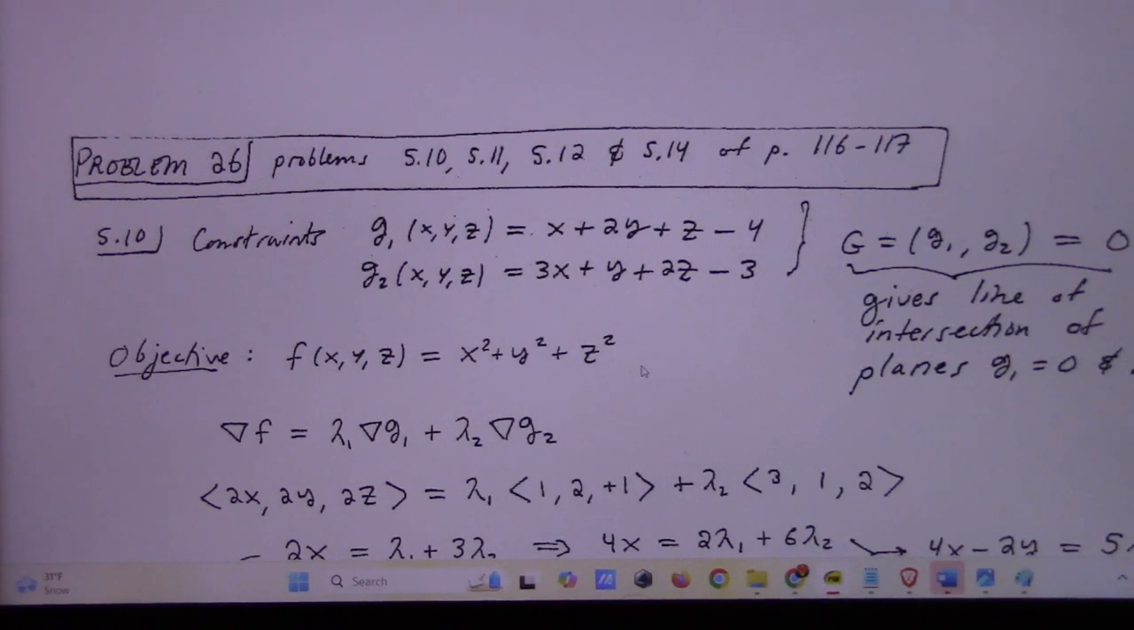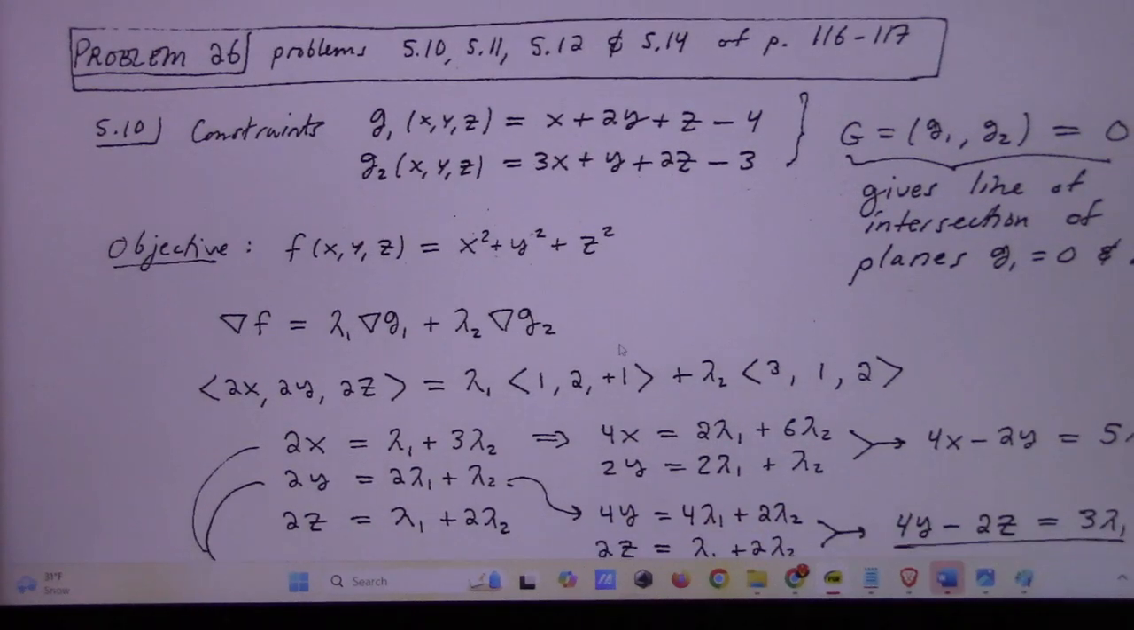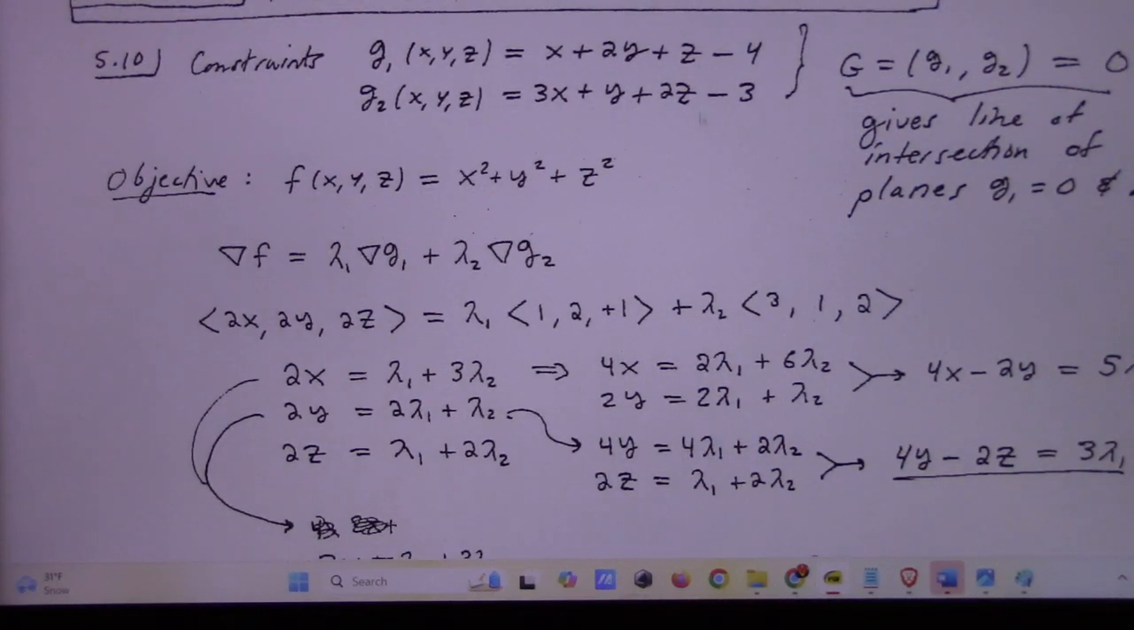The point, I guess, is the point on the line of intersection of these two planes which is closest to the origin. That must be the original problem statement. All right, so the objective function is that. These are my constraint equations, which are surfaces, indeed planes here.